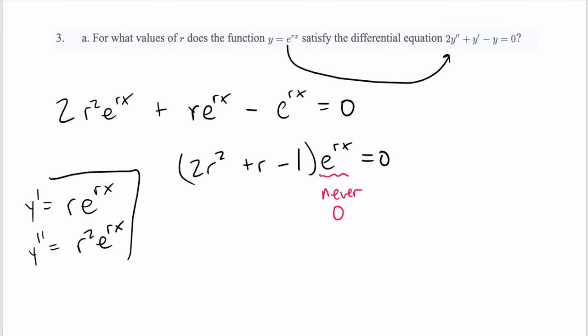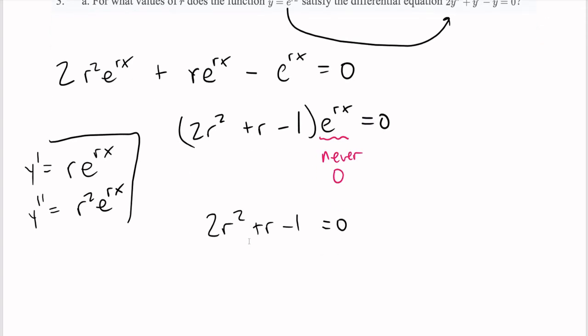It's e to the rx, never 0. So then what I need to make this 0 is I only need to say, when is this going to be 0? Right? That's what I need to solve. Okay, so we got to think about this. When is this thing going to be 0?